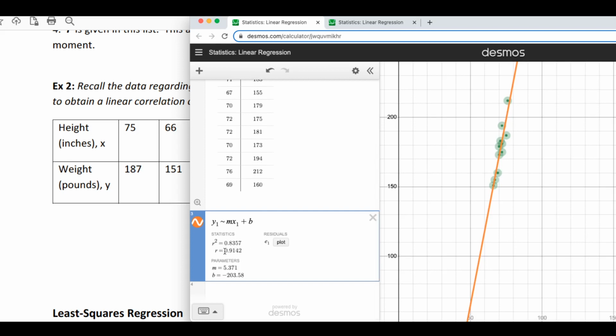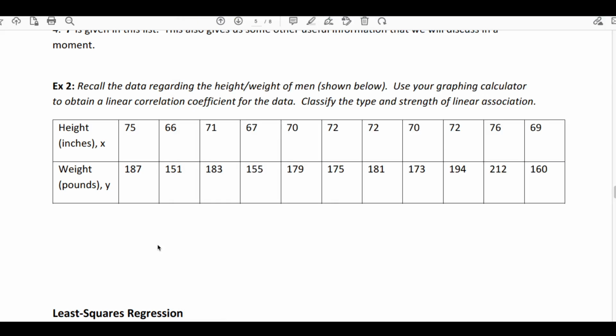If the r you get here is, let's say, 0.01 or even 0.1, although that number is positive, it does not mean that it's linear. Because it's close to 0, there is no linear relationship.